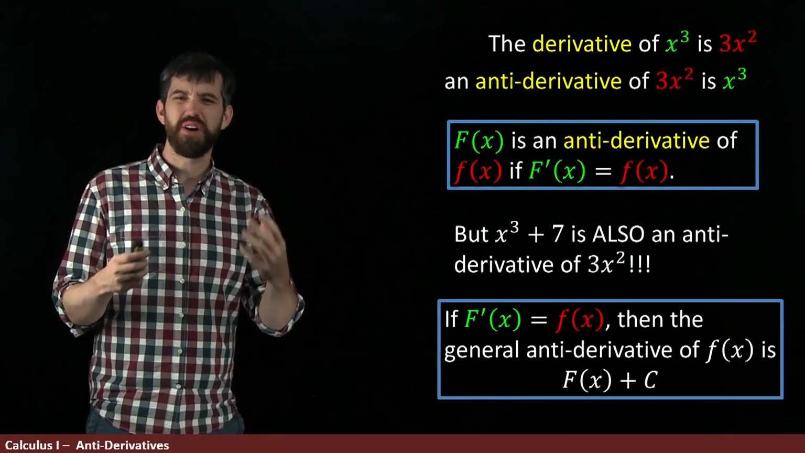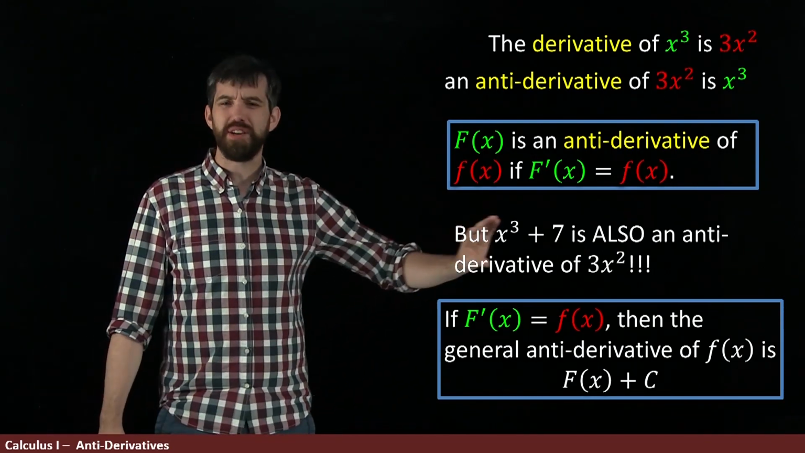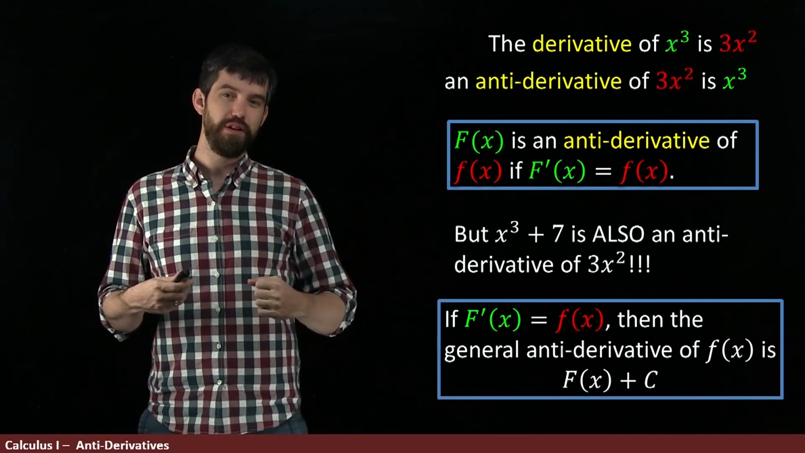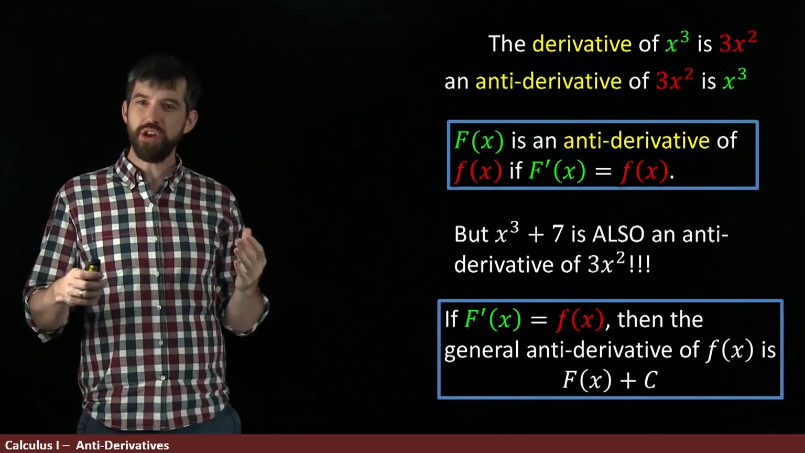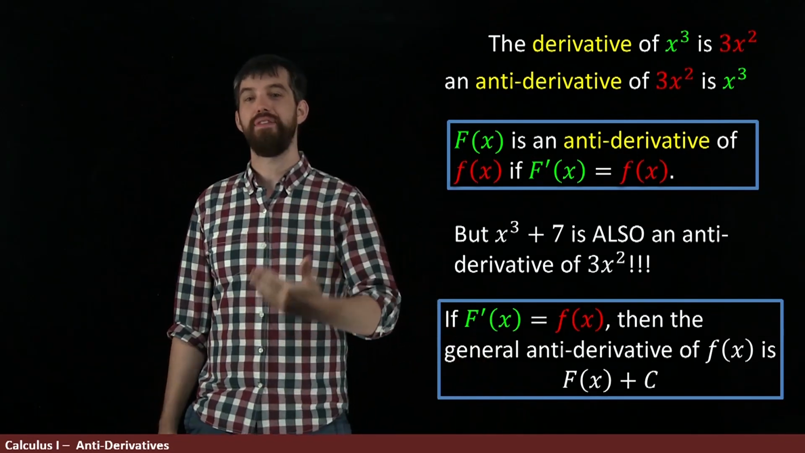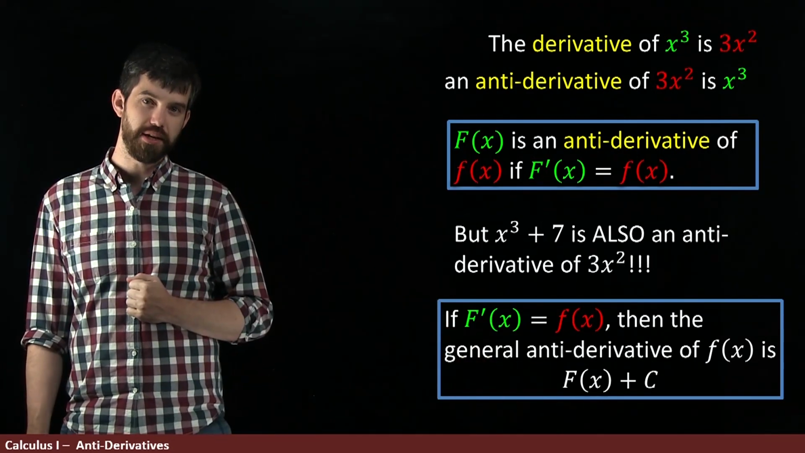So we have to be a little careful with our grammar. If you have a specific one like x cubed plus 7, you say that is an antiderivative because there's all sorts of them. But then you can refer to the general antiderivative when you write it this way, F of x plus an arbitrary constant c.